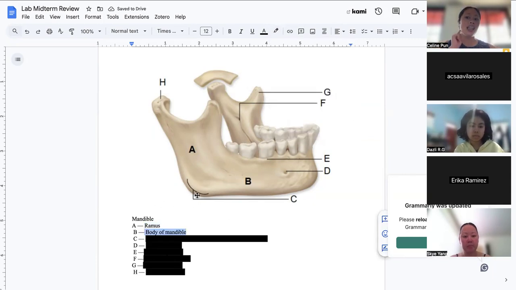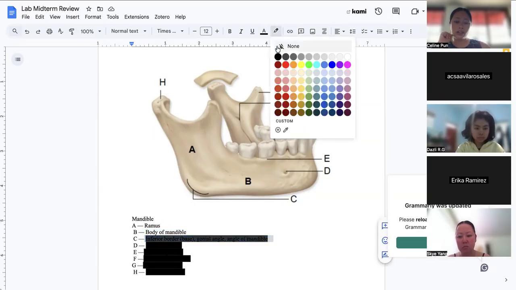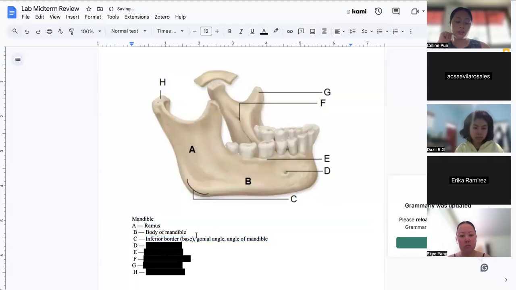And C is this little angle on the bottom. It has many different names. Oh, I just gave it away. It's called the angle or the gonial angle or the inferior border of the mandible. D is that hole in your jaw on the bottom. This is where a lot of blood vessels and nerves pass through. Yep, mental foramen. Mental means chin, foramen means hole. So whenever you see that hole, think of chin hole, mental foramen.